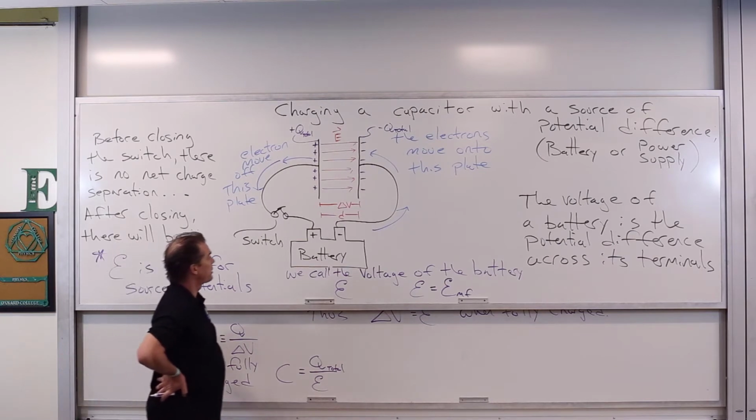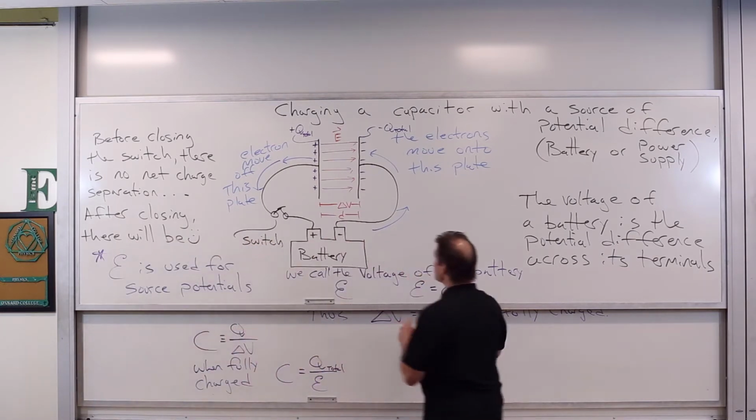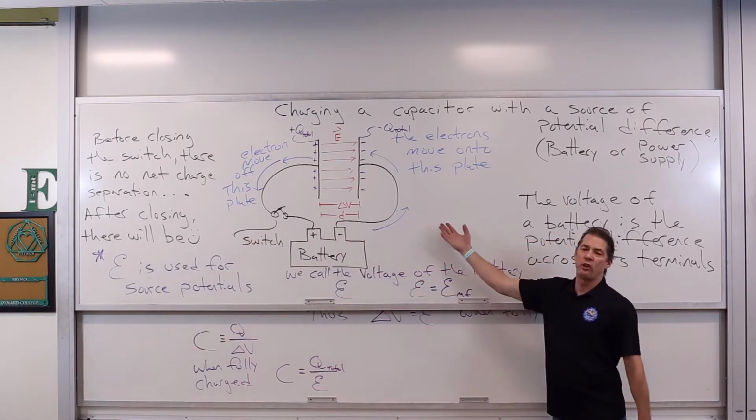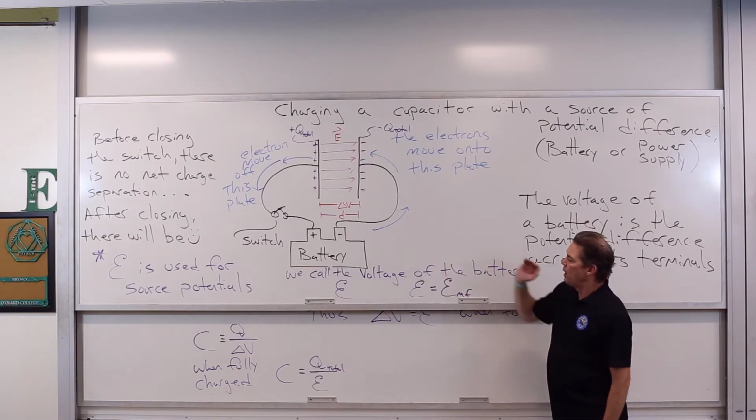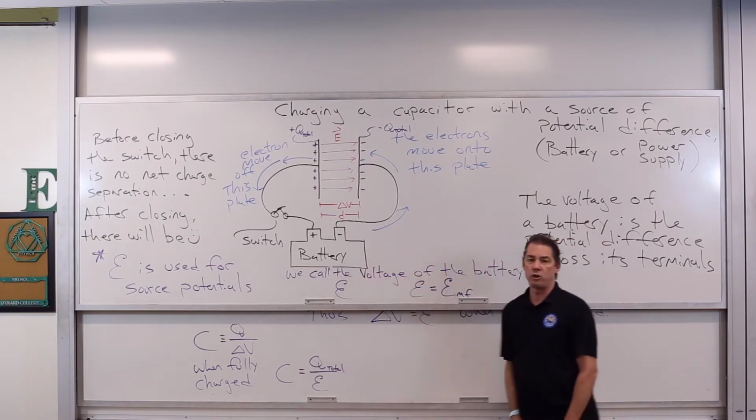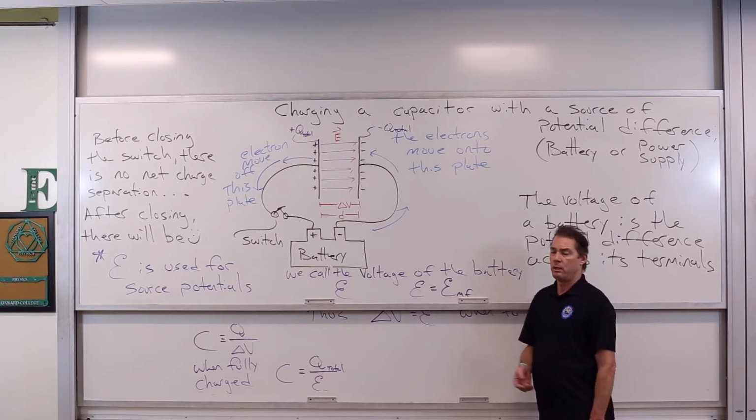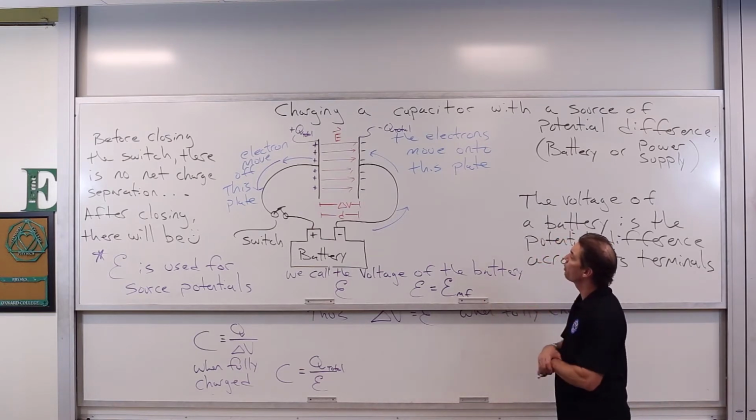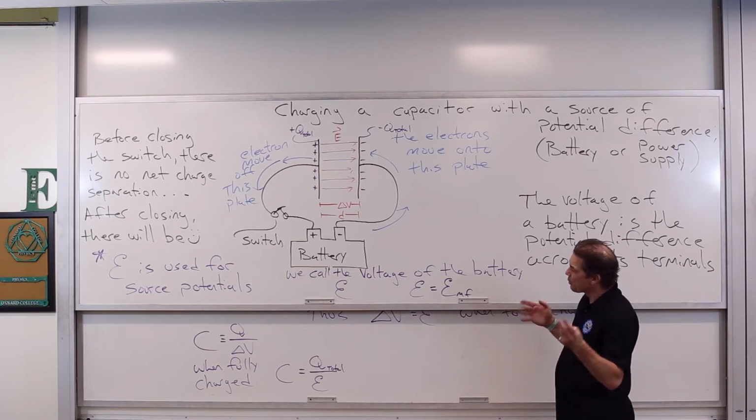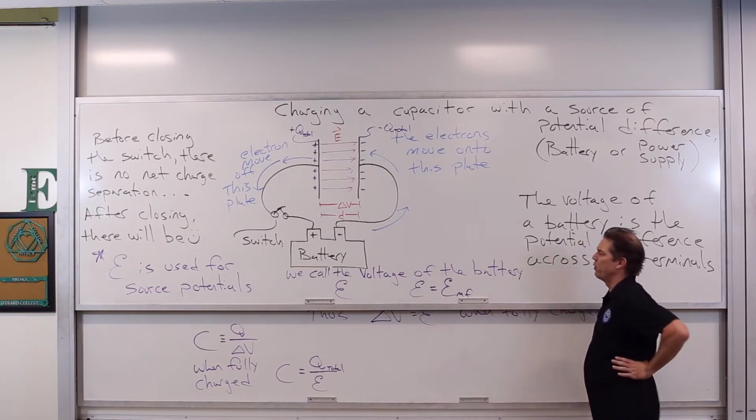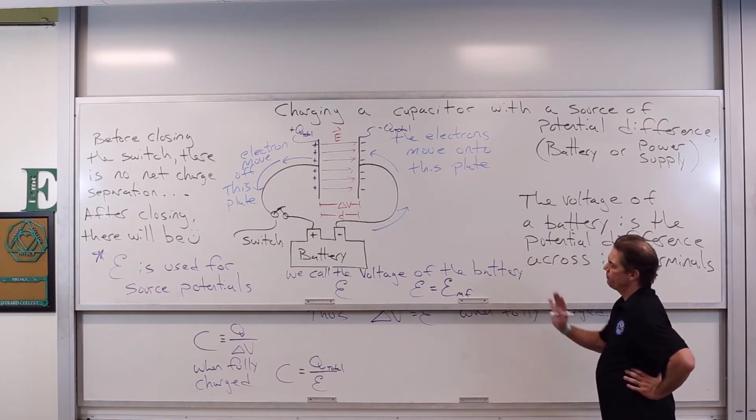So if we wanted to know, say, how much charge is separated, we'd have to know the capacitance, and we'd have to know the source potential voltage as well. Well, once we know those two things, we can figure out how much charge is separated. Pretty cool. All right, so that's kind of how this works, or the end result of connecting a capacitor to a battery. Fully charged, there we go.